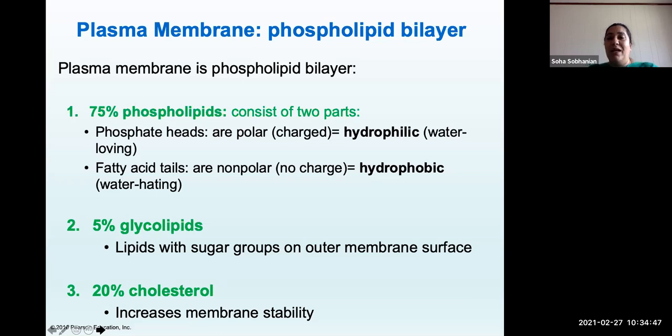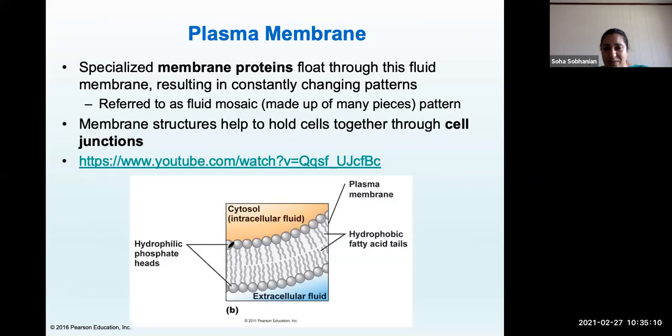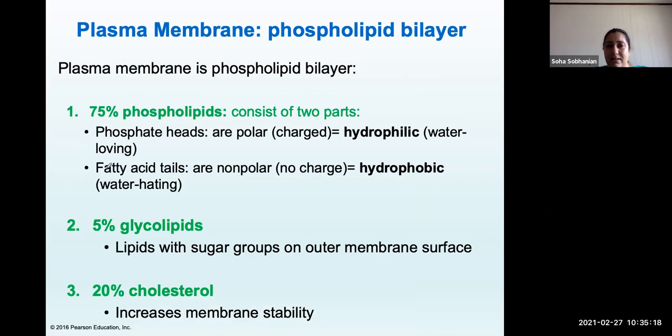So if I'm looking at the plasma membrane or the cell membrane that surrounds the cell and sets the boundary, 75% of that phospholipid bilayer is going to be what? Phospholipid. So it contains phosphate heads, these little circles called phosphate heads, which are these ones right here. And these little squiggly lines that you see are called fatty acid tails. Remember, fatty acid basically means these are fats, chains of fats.